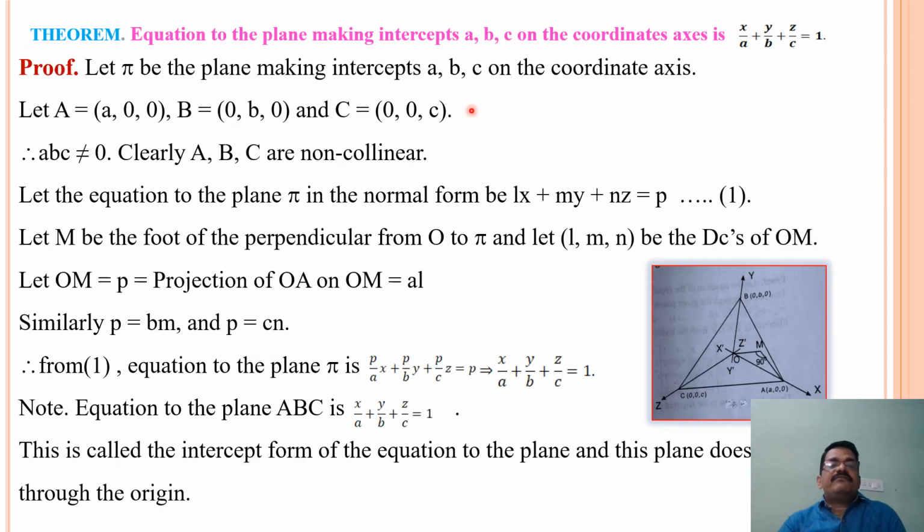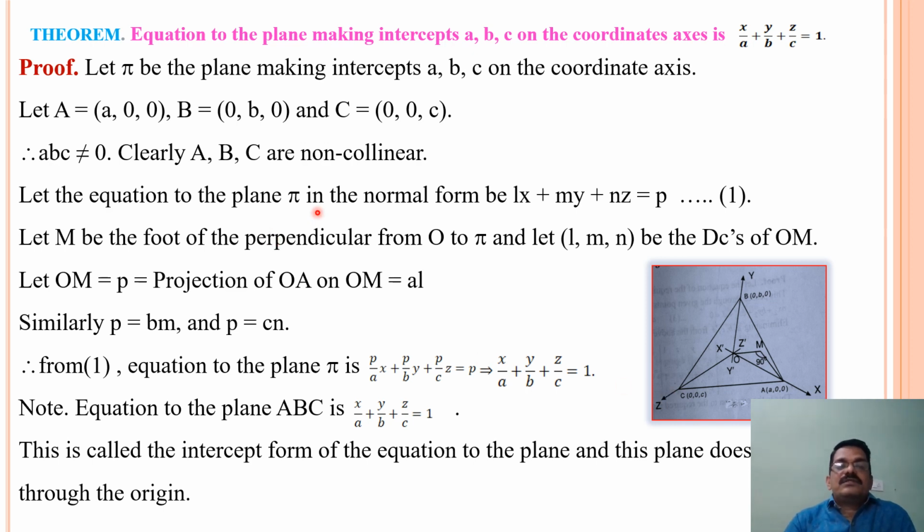So in general, the equation to the plane making intercepts a, b, c on the coordinate axes is x by a plus y by b plus z by c is equal to 1. We can prove this. Let pi be the plane making intercepts a, b, c on the coordinate axes. So on the x-axis, A is (a, 0, 0); on the y-axis, B is (0, b, 0); on the z-axis, C is (0, 0, c). Clearly A, B, C are non-collinear points.